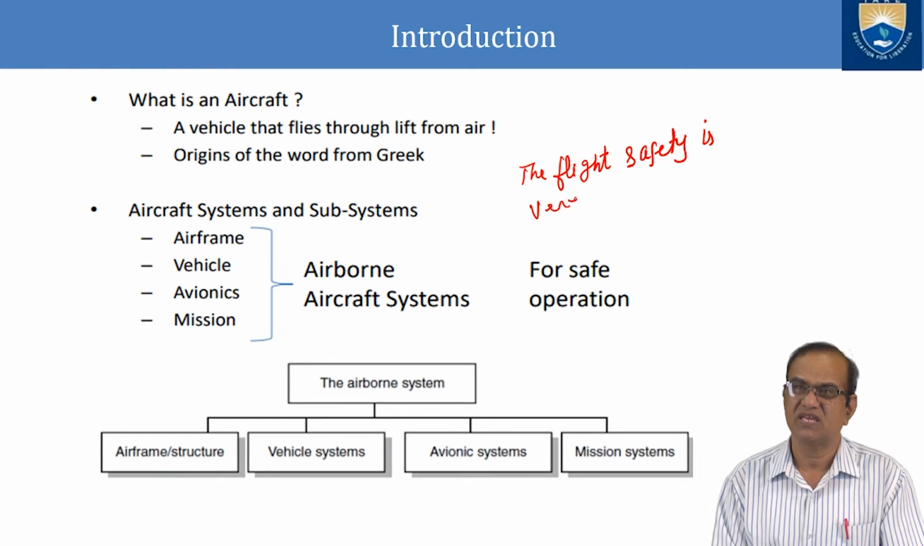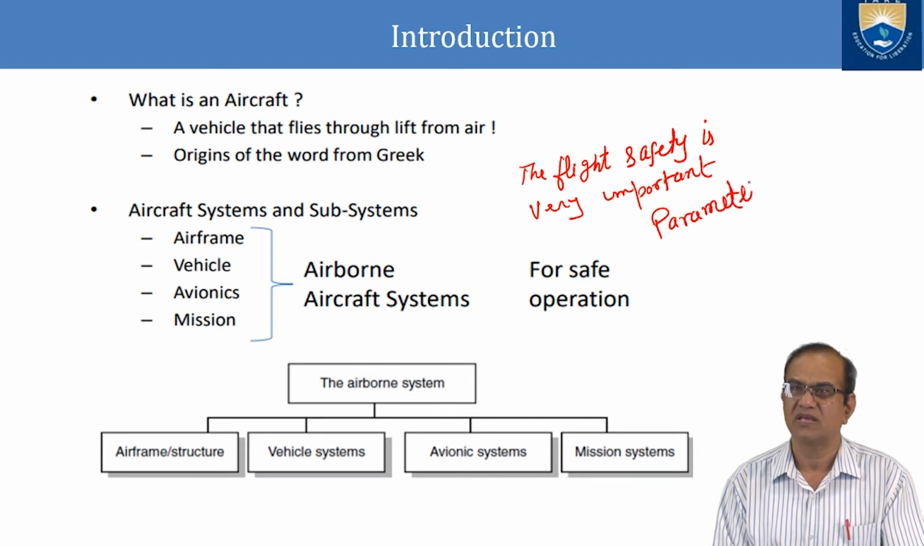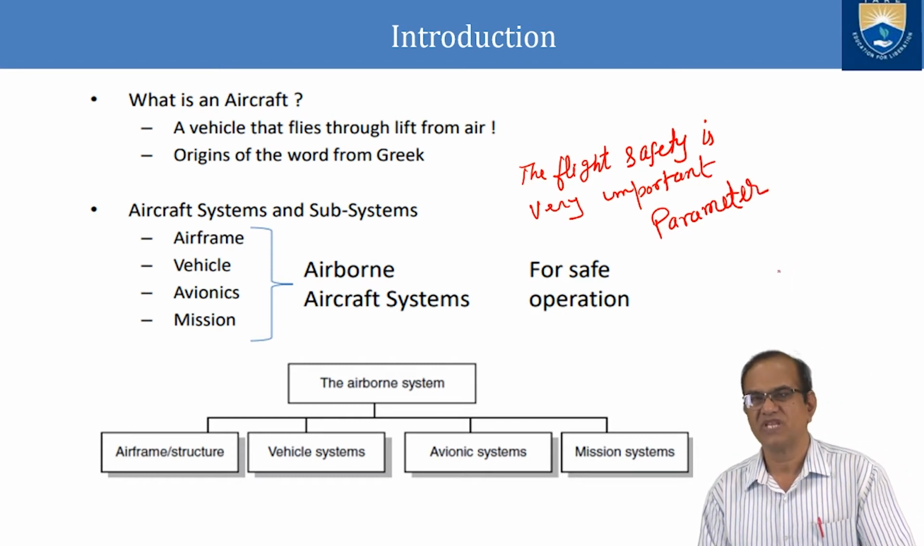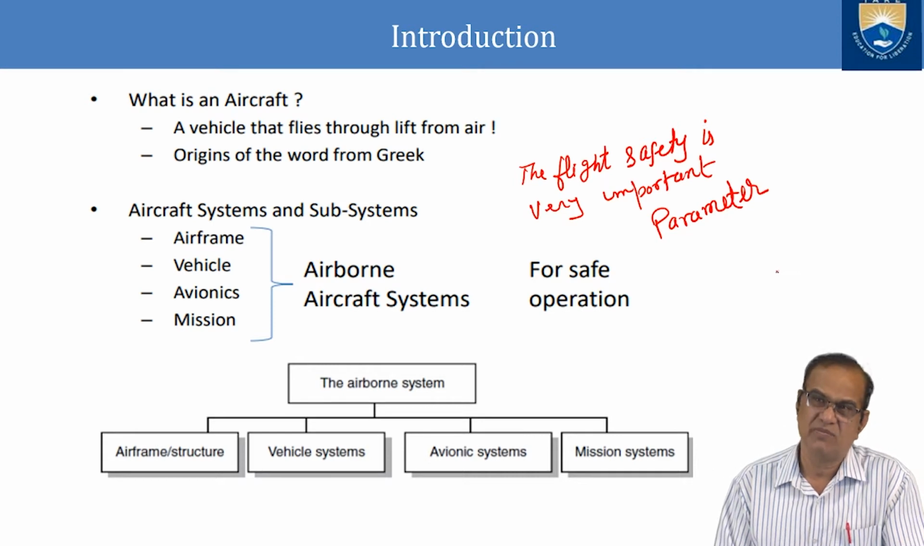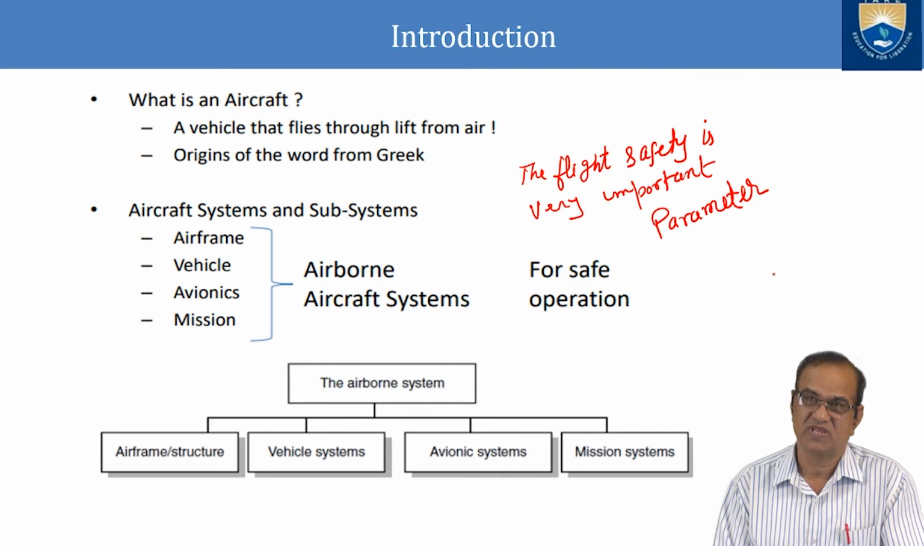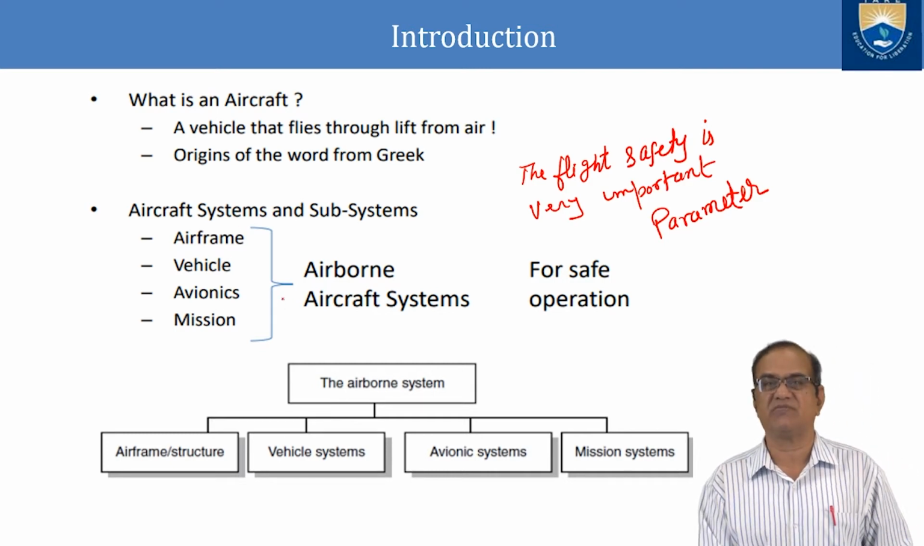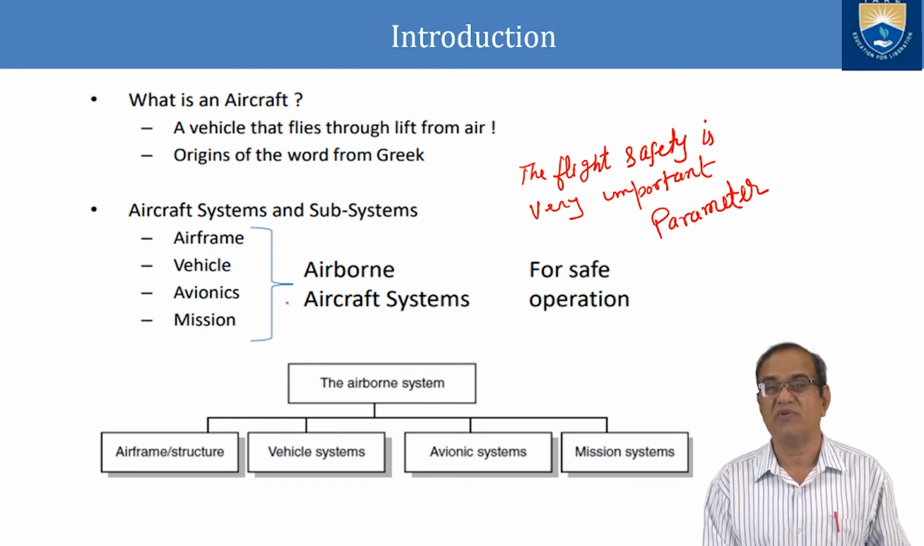The flight safety is a very important parameter, and we have to make sure that flight safety is maintained. So all these airframe, vehicle, avionic, and mission systems have to play a very important role.